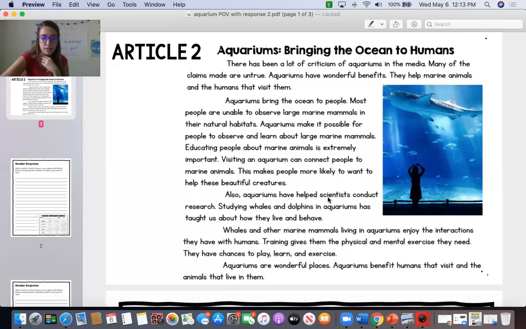Also, aquariums have helped scientists conduct research. Studying whales and dolphins in aquariums has taught us about how they live and behave. Whales and other marine mammals living in aquariums enjoy the interaction they have with humans. Training gives them the physical and mental exercise they need. They have chances to play, learn, and exercise. Aquariums are wonderful places. Aquariums benefit humans that visit, and the animals that live in them.